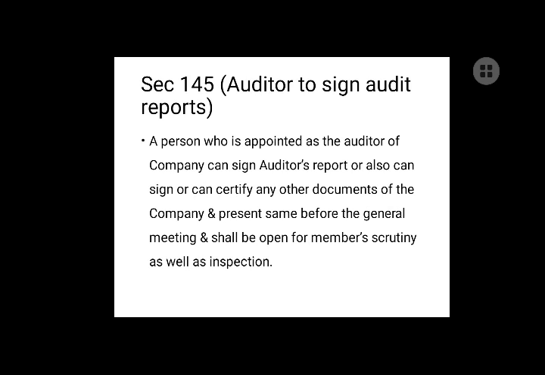Now let us understand Section 145 regarding the auditor signing audit reports. A person who is appointed as the auditor of the company can sign the auditor's report, or also can sign or certify any other documents of the company and present the same before the general meeting, and it shall be open for member scrutiny as well as inspection. So the person in the capacity of the auditor may prepare a report and sign it, may certify the statements, and that should be presented before the annual general meeting, and it is open for members to scrutinize and for inspection too.